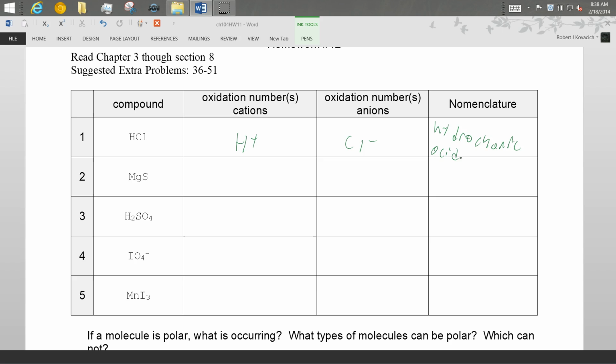Cation. Magnesium with a +2 charge. And the anion? Sulfur with a -2 charge. And then the name of it?